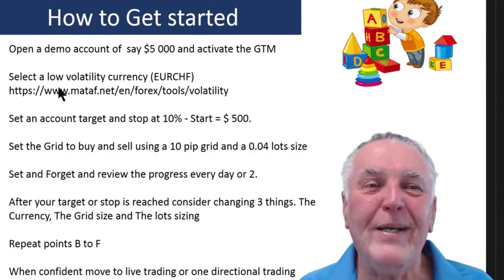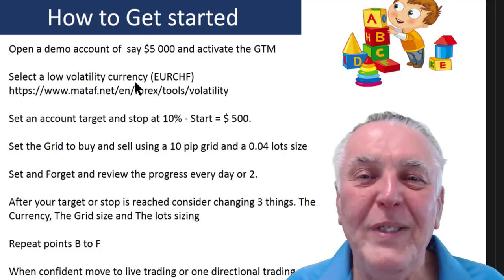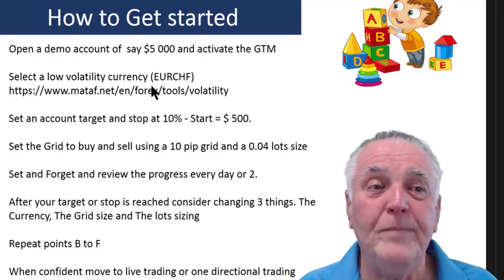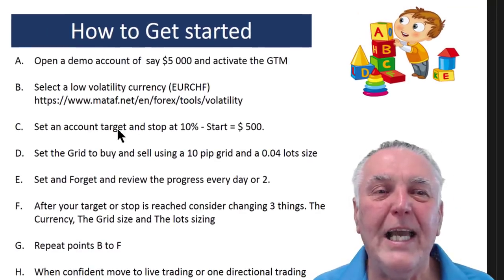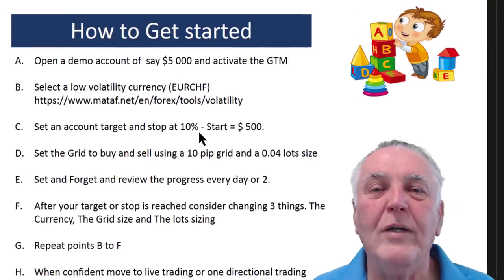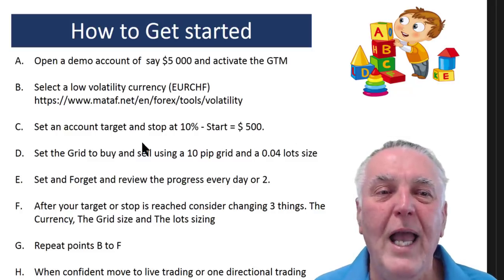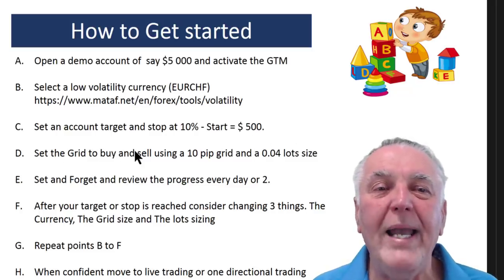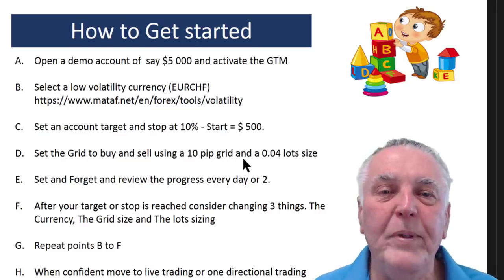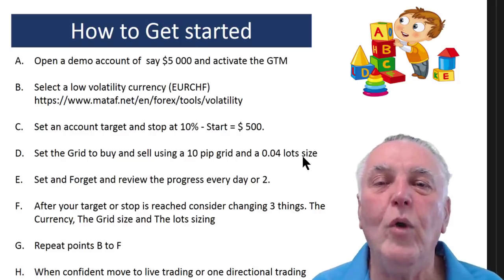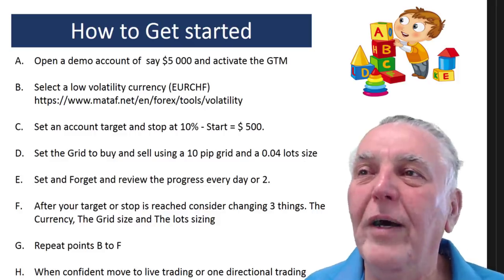So we've opened our account, we've loaded the GTM onto the euro franc chart, and now we're going to go to the settings. C says set the account target to 10% of your account, which is $500, and then set a buy and a sell using a 10 pip grid. So the grid sizes will be 10 pips and a 0.04 lot size. So let me show you how we do that.